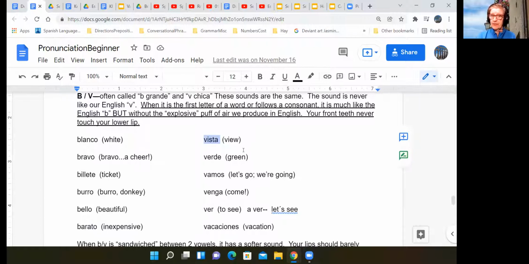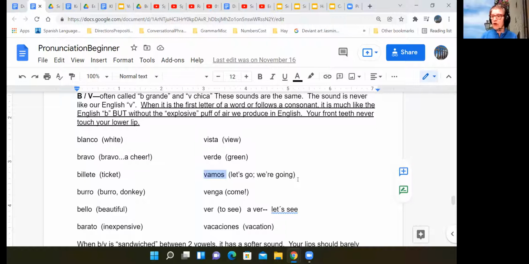That B will sound just like this, be chica. These two on both sides, both columns, will make the same sound. So the first one is vista. Vista, a view. A lot of our street names have that word vista in them because of where we live. Verde, verde, sí, bien. These all have some stronger B sounds. Vamos, vamos.